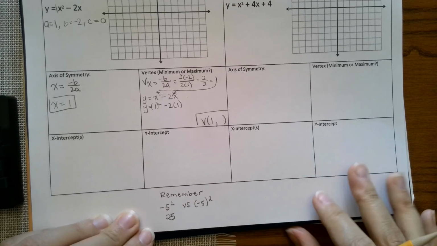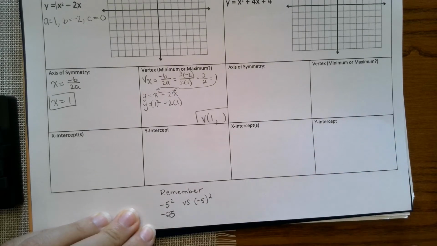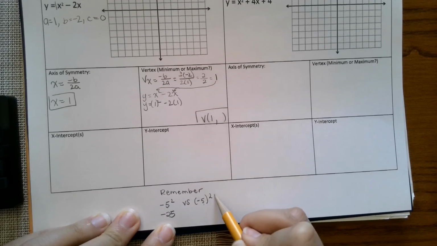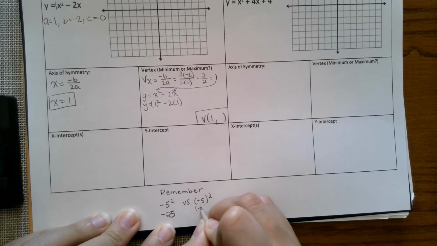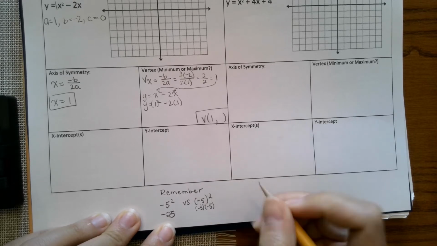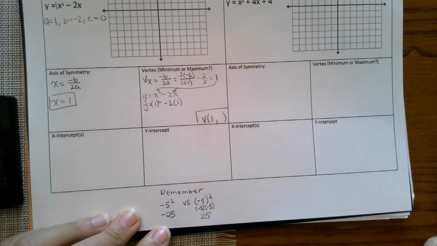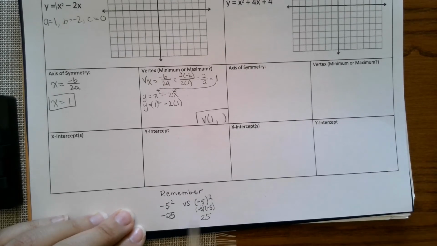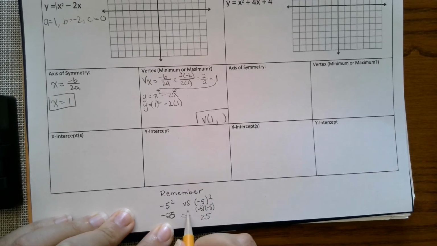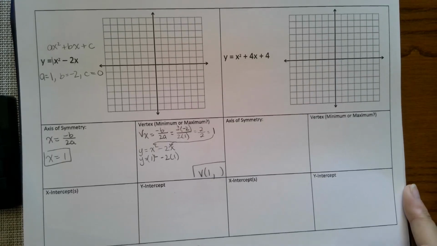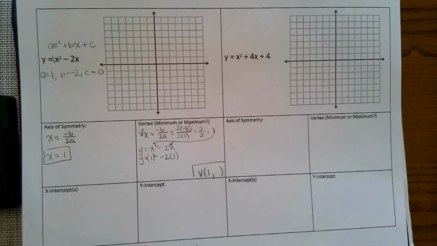5 squared is 25. The opposite of 25 is -25. This is telling you to square -5, meaning multiply -5 times -5. The 5 is included in this, the negative is included in the squaring, which gives you +25. So there is a difference. These two are not equal, and that's why it's really important when you're plugging in your negatives, you use parentheses.